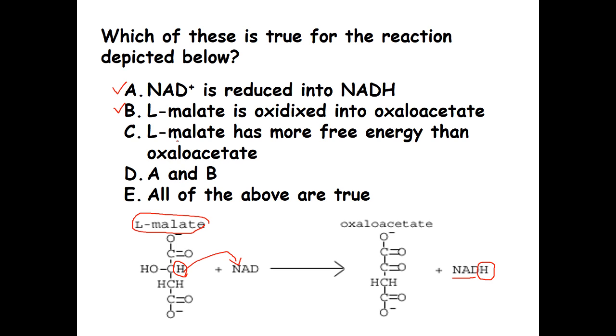And then you say L-malate has more free energy than oxaloacetate, which is also true. Why? Because this one has the electron. This one is missing the electron, right? Remember the electron is the one that carries the energy. Now then I say D, so then the answer is E. All of the above is correct.